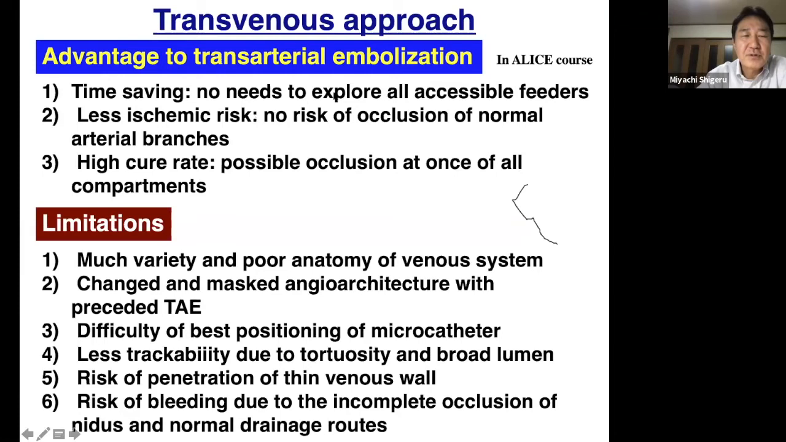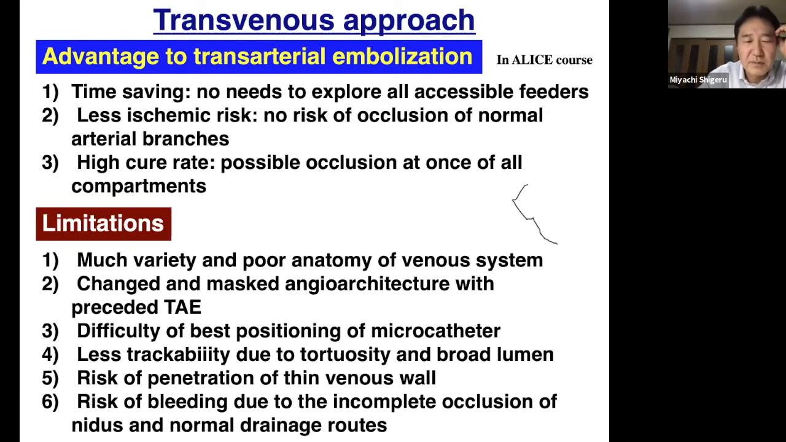Transarterial embolization is good, but the transvenous approach has an advantage: it is time saving. No need to explore all accessible feeders, and there is less ischemic risk. Of course, transarterial embolization has a high risk of migration of the embolic materials, but a high cure rate. But the limitation is the much variety and poor anatomy of the venous system, and also that there is a reflux part.